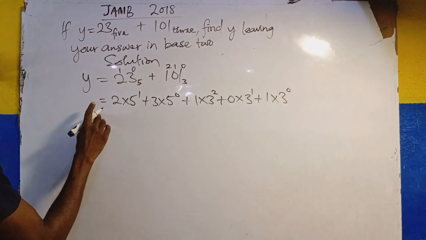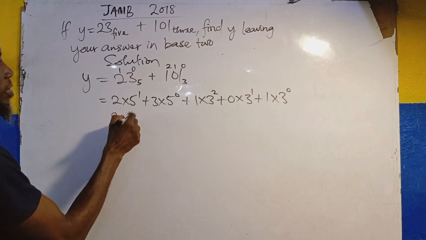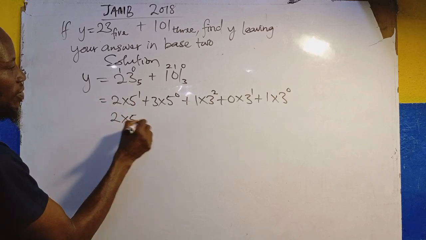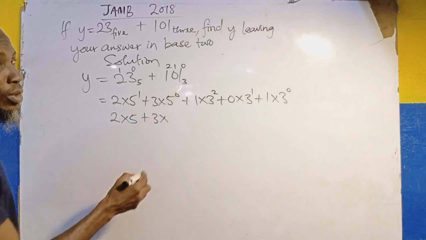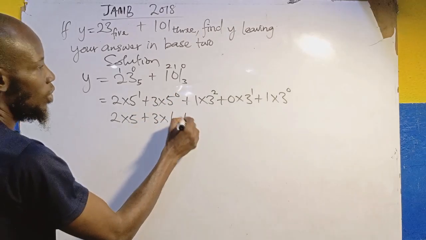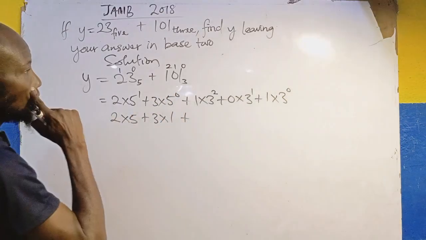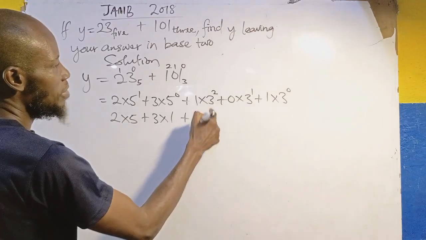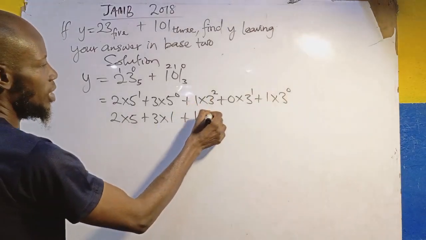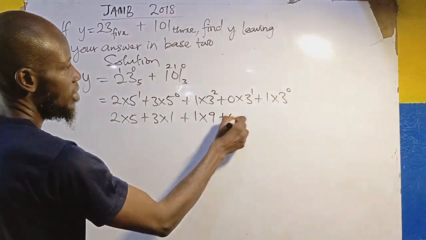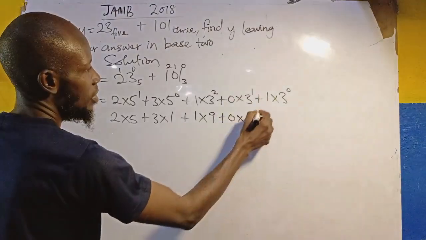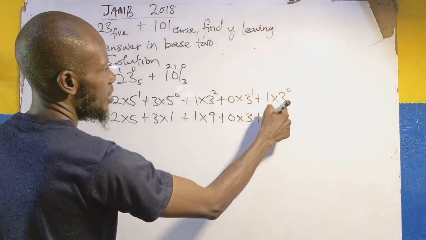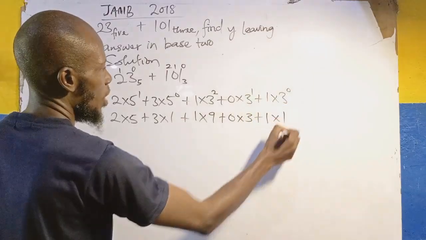So from here we have 2 times 5 raised to the power 1, which is 5, plus 3 times 5 raised to the power of 0, which is 1. So plus, then 1 times 3 raised to the power 2, that's 9, plus 0 times 3 raised to the power 1, which is 3, plus 1 times 3 raised to the power 0, which is 1.